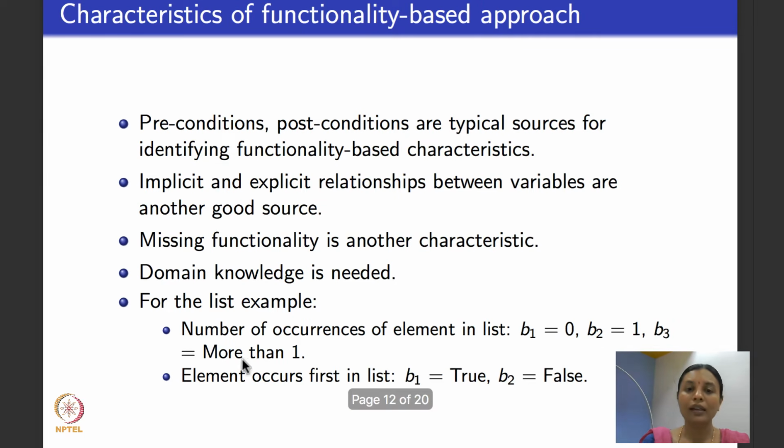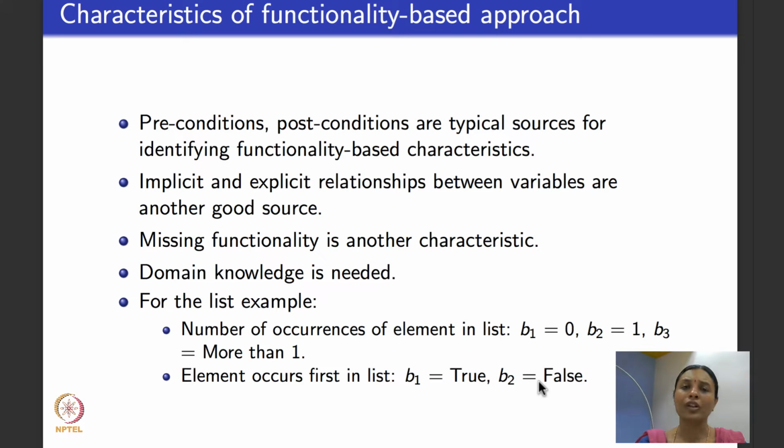Another characteristic that we could arrive at, just as an example for the functionality-based approach, is the following. We can ask, does the element occur first in the list? Not a very interesting characteristic, because the program is not worried about whether the element is occurring first in the list or not. But let's say I'm interested in this characteristic for some weird reason. Then I can write it as: if it does occur first in the list, the characteristic says true. If it does not occur first in the list, the next characteristic says false.